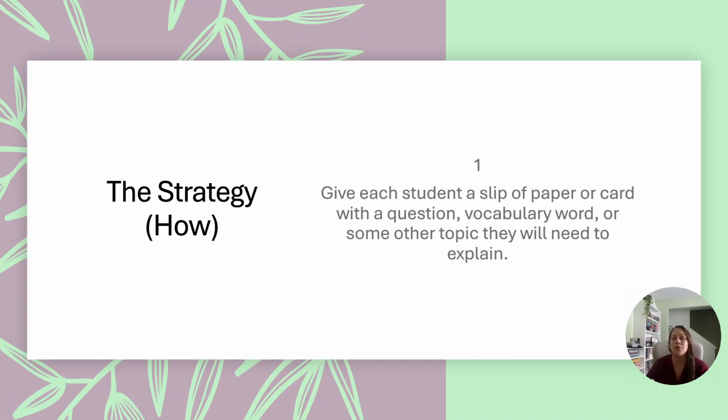The first step is that you give each student a slip of paper or card with a question, vocabulary word, or some other topic that they need to explain. So for example, if you are reviewing for an assessment, maybe you have some slips of paper or index cards that have vocab words. Maybe some have the essential question on there. Maybe some have a specific topic that you're discussing within your class that's going to be on that assessment. The students are then going to have to explain whatever is on their card.